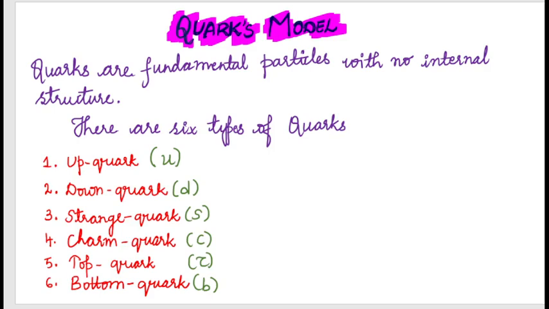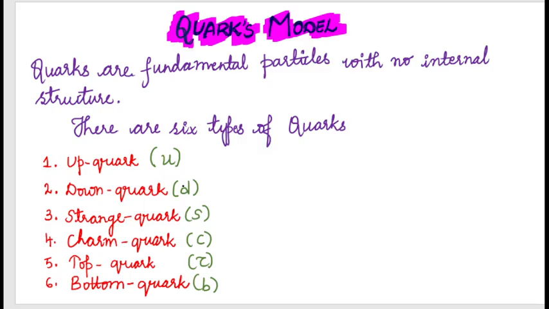In today's video, I am going to explain about the quark model. Quarks are nothing but the fundamental particles with no internal structure. There are six types of quarks: up quark, down quark, strange quark, charm quark, top quark, and bottom quark. The representation of these quarks is given below here.